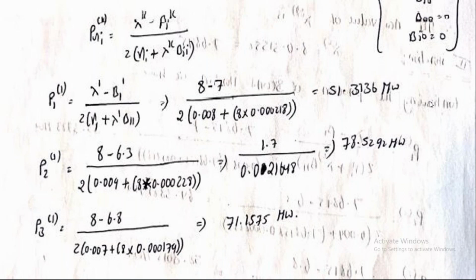Have you all found this? See, after these values, just find the PL value, that is the power loss. In the power loss equation, substitute P1 square, P2 square, then find the PL value. After finding P1, P2, P3, find the PL value using the power loss formula.